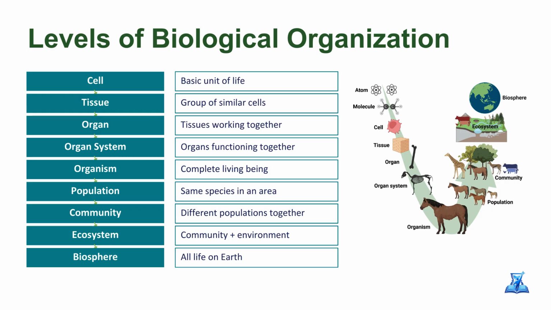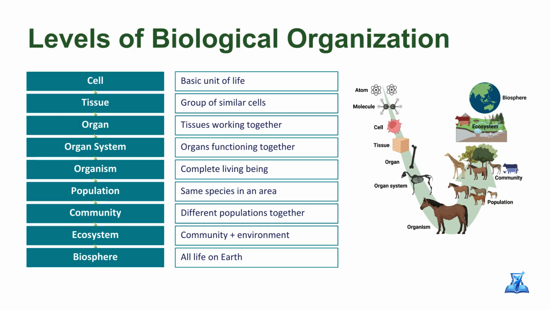Now, zooming in a bit, we consider a community, which is made up of all the different populations living in a particular area. For example, all the trees and all the fish in a lake. When we talk about a population, we mean all the individual organisms of a single species in that area, like all the wolves in a forest. Going even smaller, we have the organism, each living being that carries out all life processes. Inside each organism, organs work together, a heart, lungs, and stomach, for instance, to keep it alive. These organs form organ systems, like the circulatory or respiratory systems, which perform specific functions.